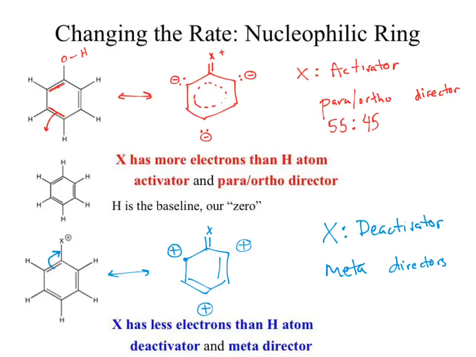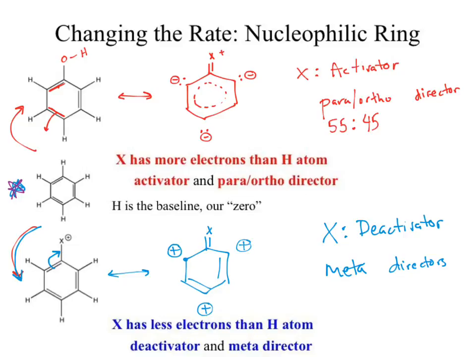What is the difference between our top structure, our bottom structure, and everything we've been talking about so far with EAS? This one. What changed? Atom X replaced hydrogen. Hydrogen is our baseline because that is our standard form for our structure. If we have more electrons than hydrogen, we are now an activator.